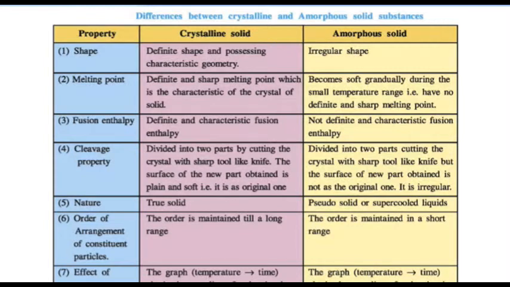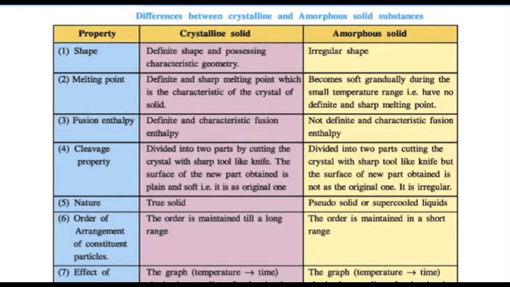Fourth, cleavage property. Crystalline solids are divided into two parts by cutting the crystal with a sharp tool like a knife. The surface of the new parts obtained is plane and smooth, that is, it is like the original one. On the other hand, an amorphous solid divided into two parts by cutting with a sharp tool like a knife gives new surfaces that are not like the original one. They are irregular.